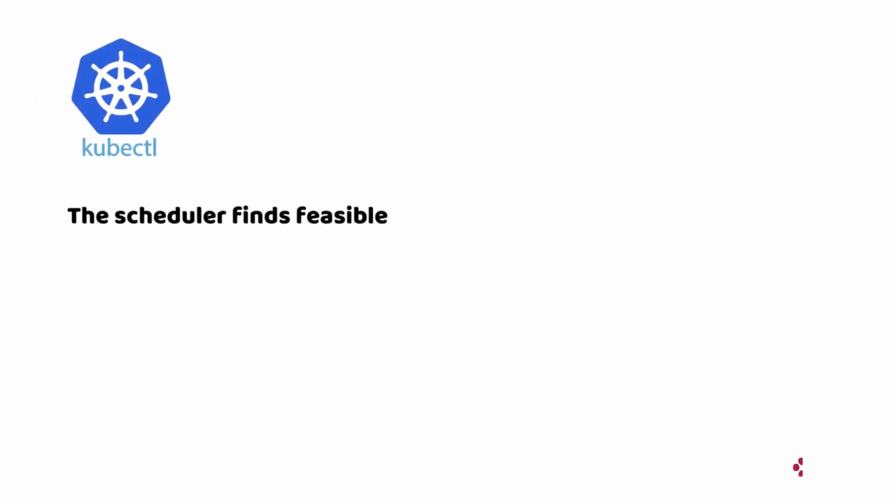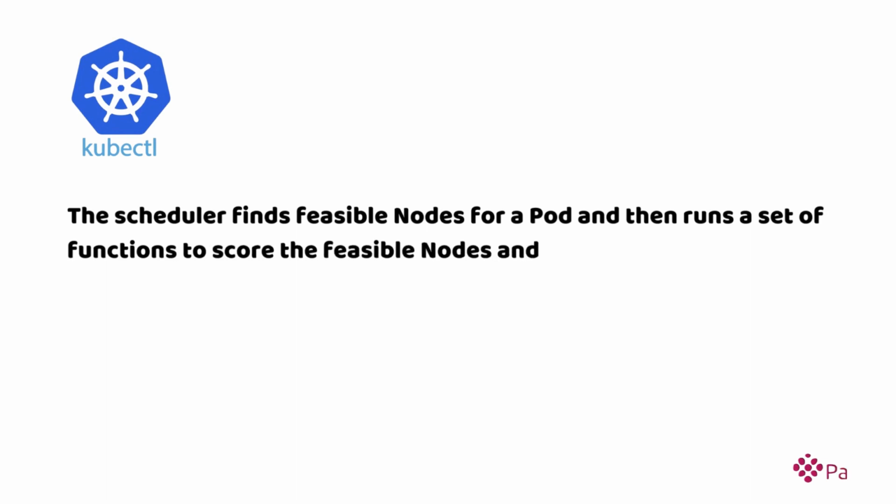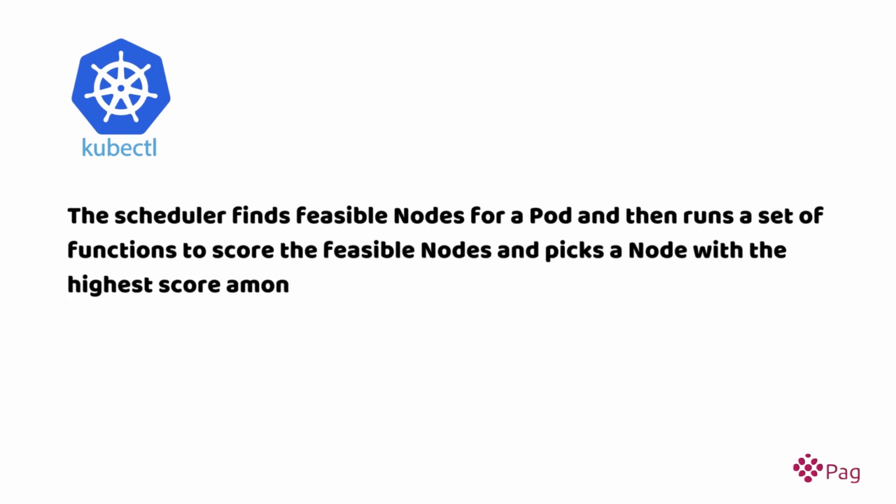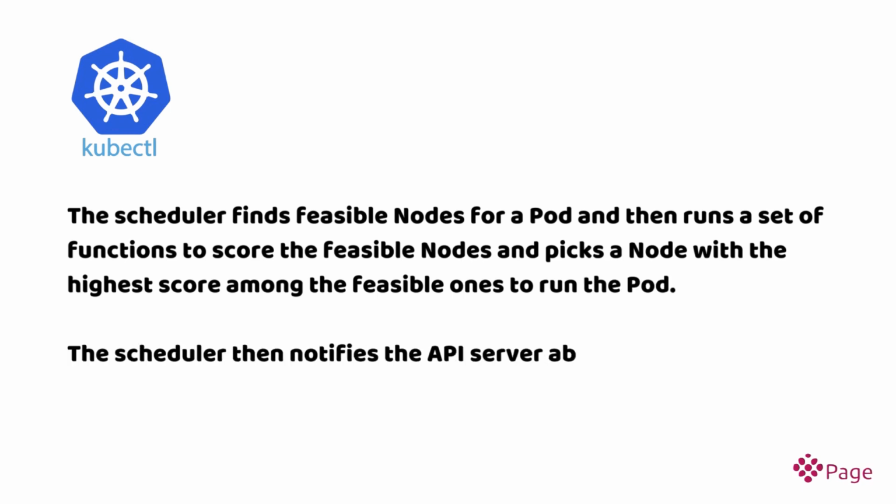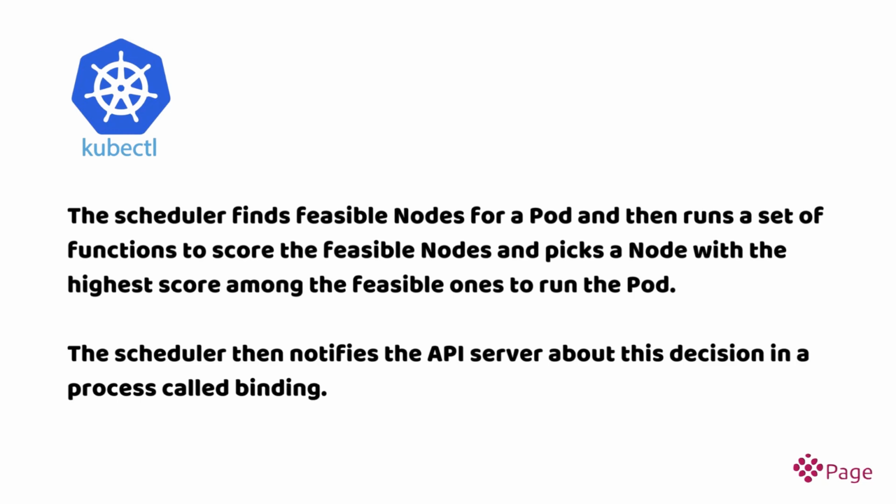The scheduler finds feasible nodes for a pod and then runs a set of functions to score the feasible nodes and picks a node with the highest score among the feasible ones to run the pod. The scheduler then notifies the API server about this decision in a process called binding.